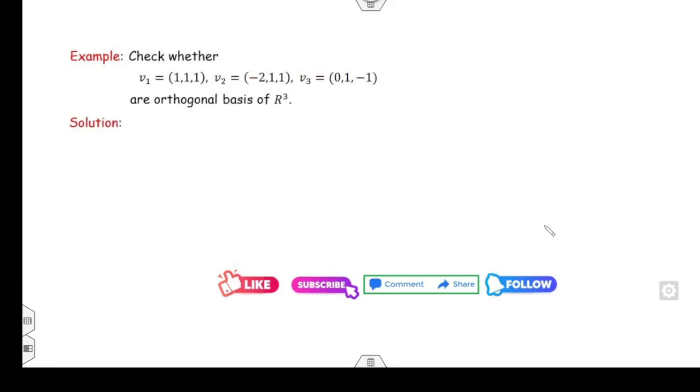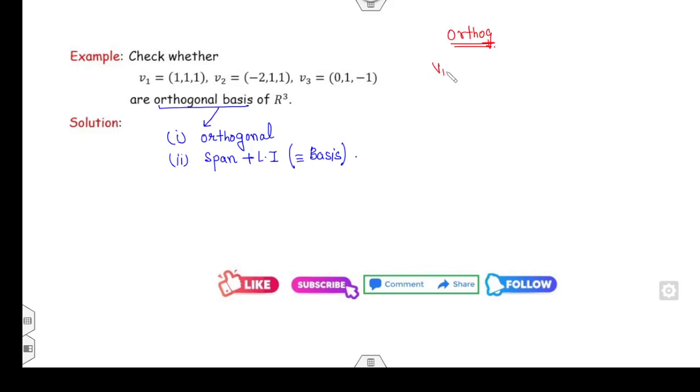Okay, look at this another one. Check whether V1, V2, V3 are an orthonormal basis. That means your target is to check whether the given vectors are orthogonal, and second, your target is to check whether they form a span as well as Li. That is, your target is to check whether they form a basis or not. Now let's start with first, how you can check the orthogonality.